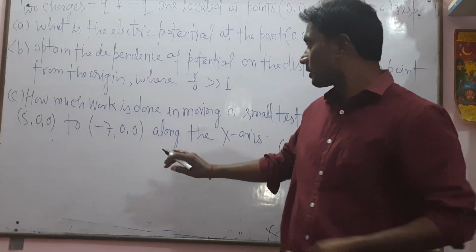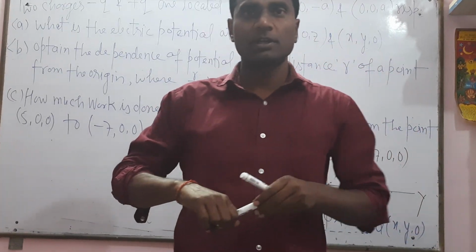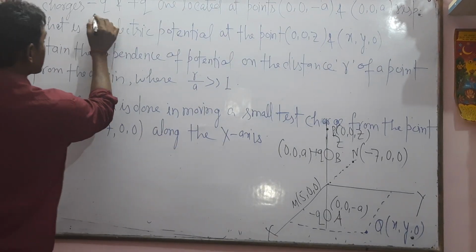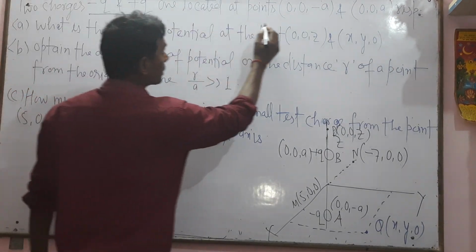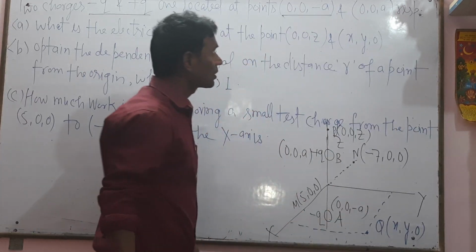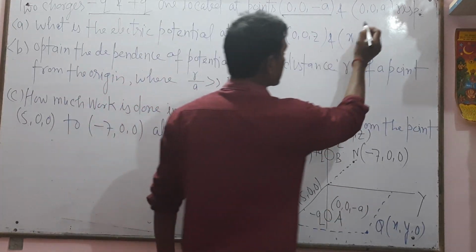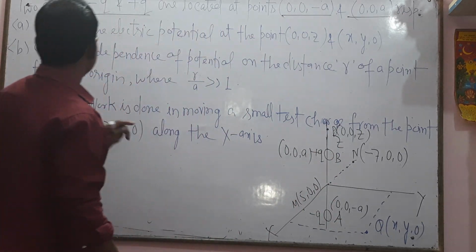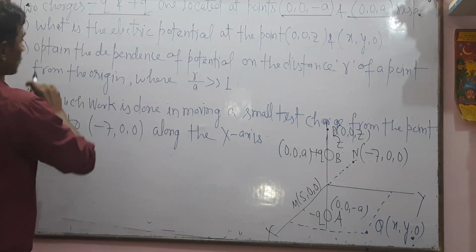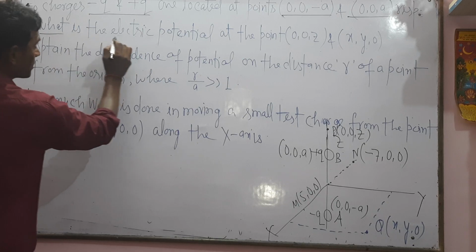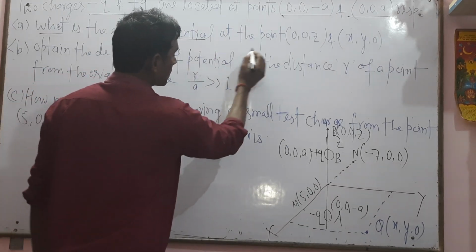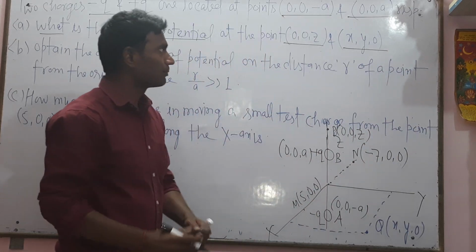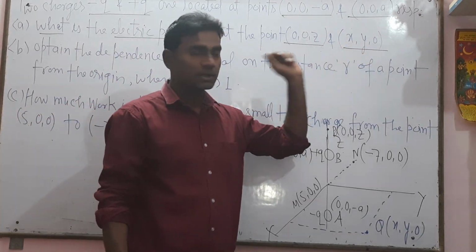The question is from electrostatics. The question says that two charges, minus q and plus q, are located at points (0, 0, minus a) and (0, 0, a) respectively. First we have to find the electric potential at the points (0, 0, z) and (x, y, 0).